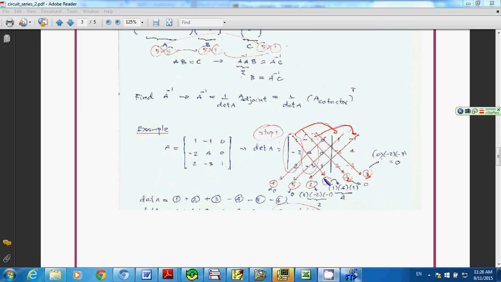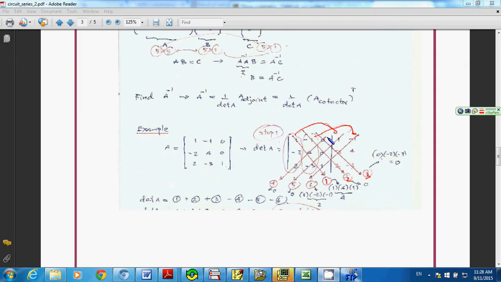So I have number 1. I have 1 multiplied by 4 multiplied by 1, right? 1, 4, 1. So I give 4. And number 2, I have -1 multiplied by 0 and multiplied by 2. So I got 0 because I have 0 here. And number 3, I have 0. So I have 0 multiplied by -2 and -3, so it gives you a 0.